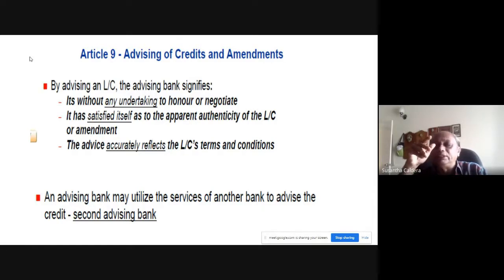That was the apparent authenticity. Now it is very much easy, right? If you have received the LC under MT 700, it is authenticated, right? That's the only thing you have to be satisfied.